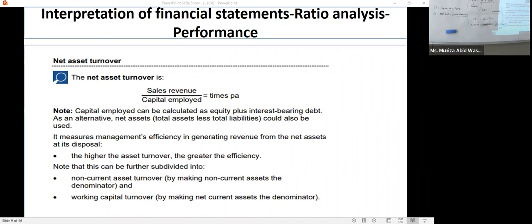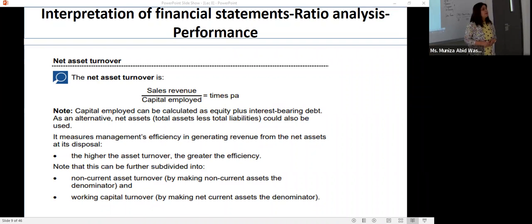If, say, for example, the answer to this ratio is 1 time, it means that sales revenue is exactly equal to the capital employed. The company is generating the same amount of sales revenue as the amount of capital employed. If the answer is 1.2, it means that sales revenue is 20% more than the capital employed of the company. So it should be basically more, because the organization should be earning more sales revenue in regards to the capital which is being employed in the company.